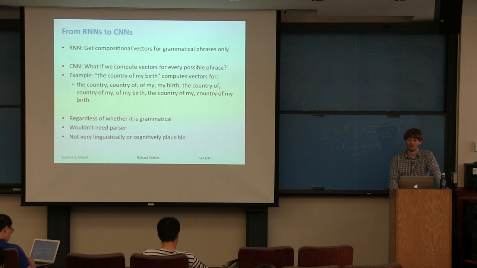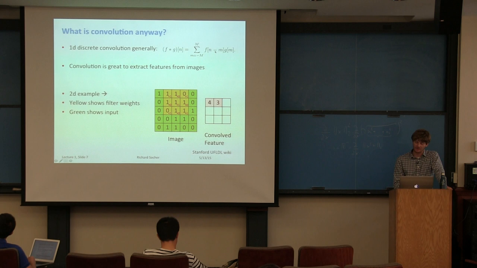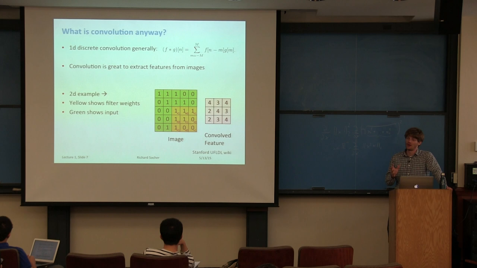So what is convolution? You can write the general 1D discrete convolution, oftentimes using the star here, though we won't use that notation much in this lecture, basically as just the sum of two functions where you keep modifying and shifting one of them. And so in computer vision, this is a really great way to extract features from images. And this is one slide here, when really you could give an entire lecture on convolutional neural networks for images. So I just want to give you a very high level intuition here of what convolution does in 2D, because oftentimes we can actually have multiple dimensions too for NLP.